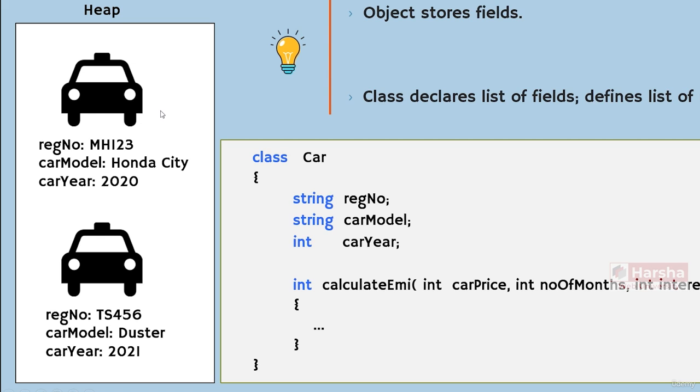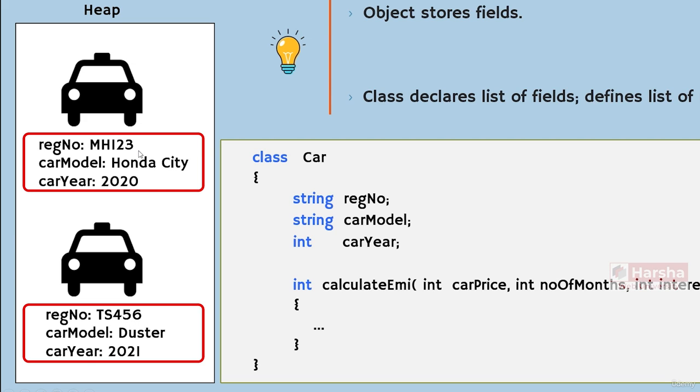All the objects are stored inside the heap. And each object contains the list of fields that are prescribed by its class. But values may differ. For example, in case of the first object, registration number is MH123, but in the second object, registration number is TS456. So among the objects, the fields list is the same, but values are different.